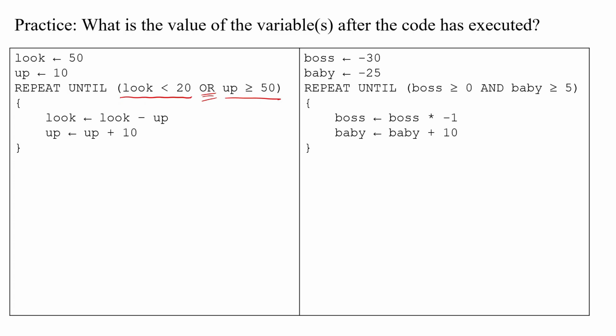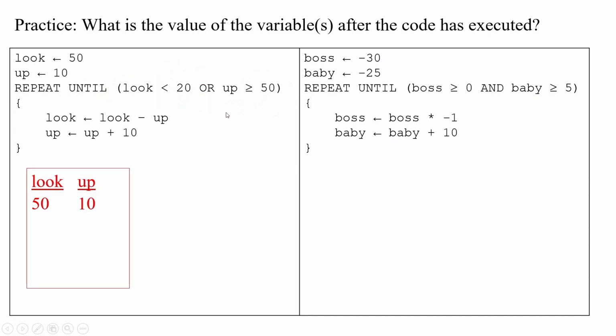Okay. So remember what your or statement said. Your or statement said this whole thing is going to be true if this or this is true. So either one of those can be true and my loop is going to stop. They don't both have to be true, although they could be, but they don't have to both be true for an or statement. Okay. So it's always good to read through your code and kind of get a sense for where your stopping point is when you see that repeat until. So the repeat until, I'm going to check both of these conditions, and as soon as one of them is true, I'm going to stop. So I'm going to set up my trace. Look is 50, up is 10.